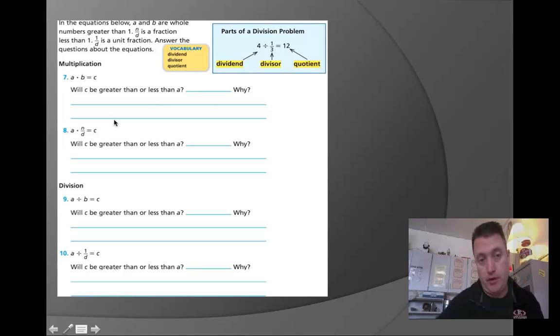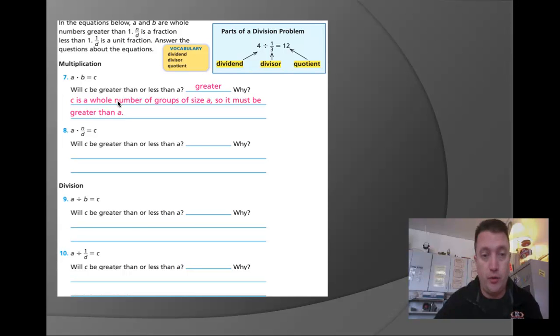So in the first one, will C be greater or less than A? Well, in this case, it's going to be greater. Why? Well, C is a whole number of groups of size A, so it must be greater than A. If you're looking at that going, huh? I'm doing the same thing. So let's put some numbers in there so we can really see what's going on.